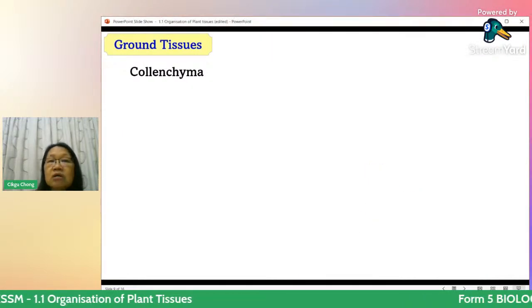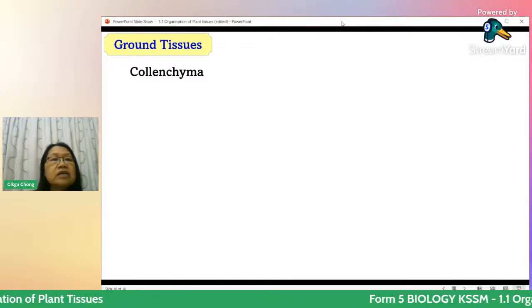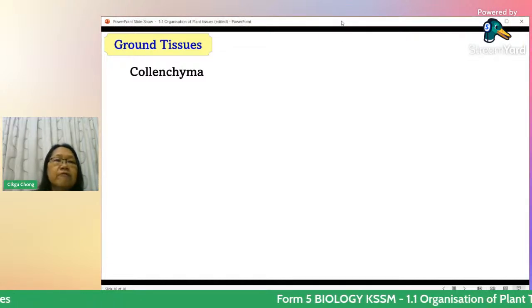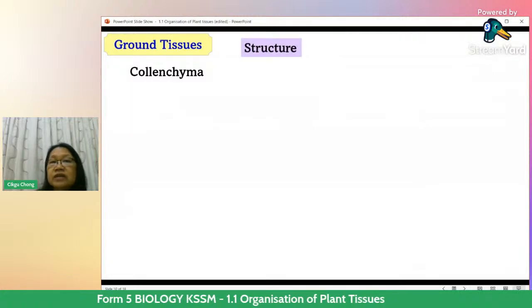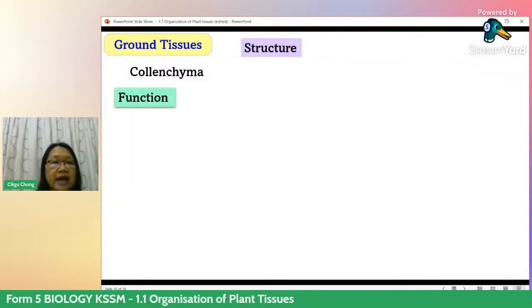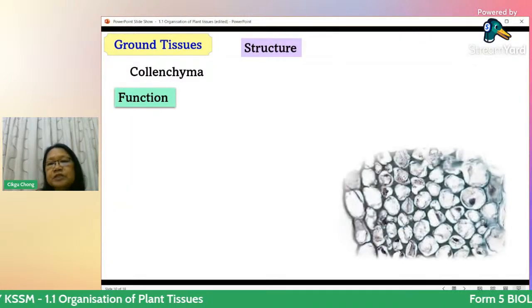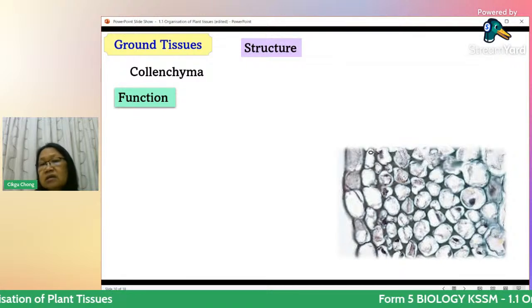Now we go to Collenchyma. Collenchyma is the second type of ground tissue. They will look different, so let's see how different. Again, I'm going to go through the structure and the function. Look at this picture. This is an actual picture taken under the microscope.